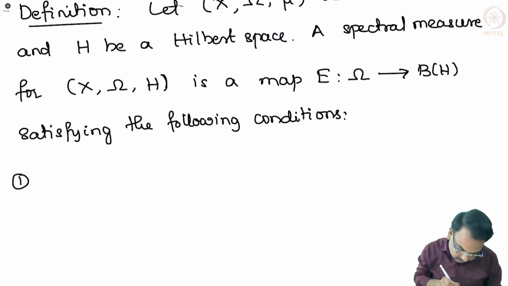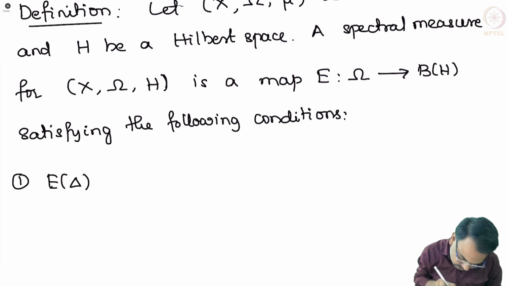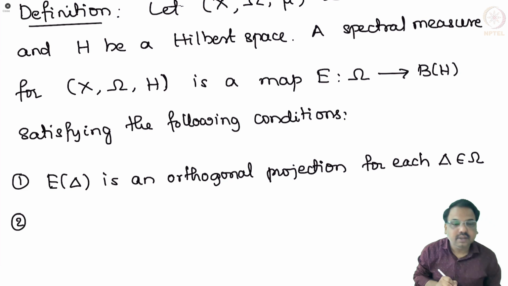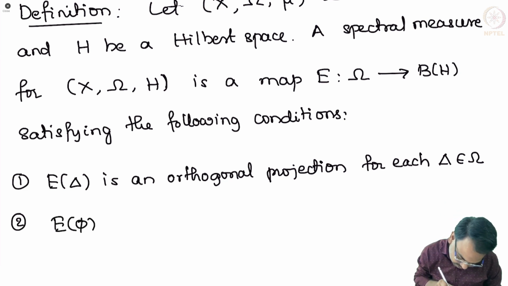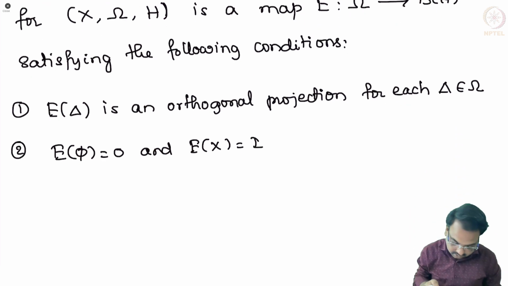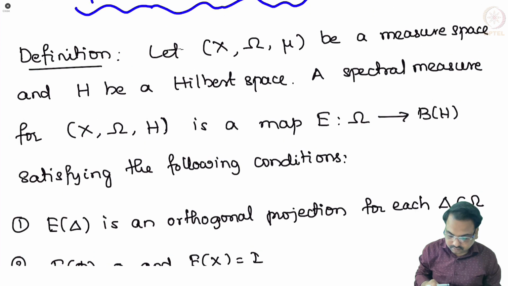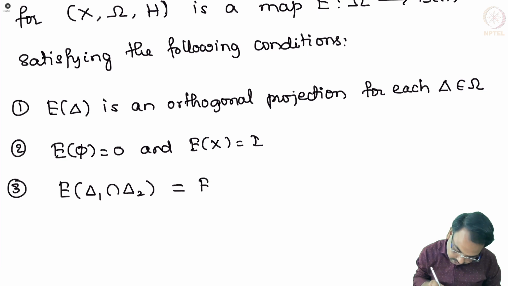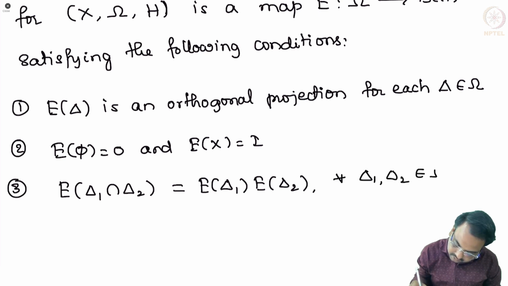The first one: E(Δ) is an orthogonal projection for each Δ in Ω. The second condition is E of the empty set is 0 and E of the full set is identity. The third condition is E(Δ1 ∩ Δ2) is nothing but E(Δ1) multiplied by E(Δ2) for each pair of sets Δ1, Δ2 in Ω.